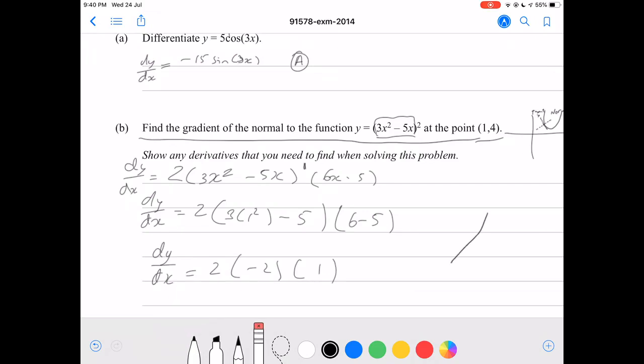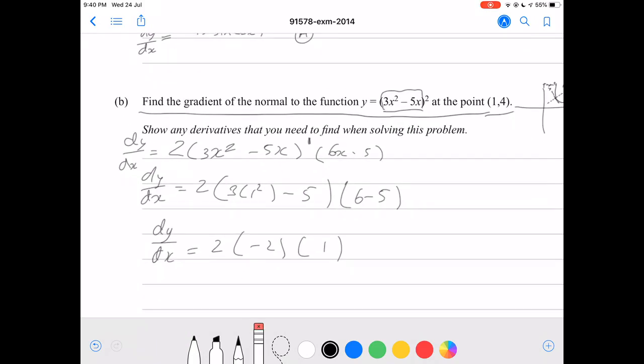So therefore, our gradient will come out to be negative 4. But that's the gradient of our tangent line. We need to find the gradient of the normal line, and all we have to do is first divide by negative 1, and that equals 4, and then we find the inverse of that. So we need to find the inverse of 4, and that becomes 1 over 4.